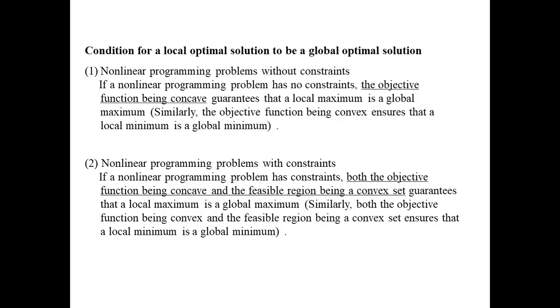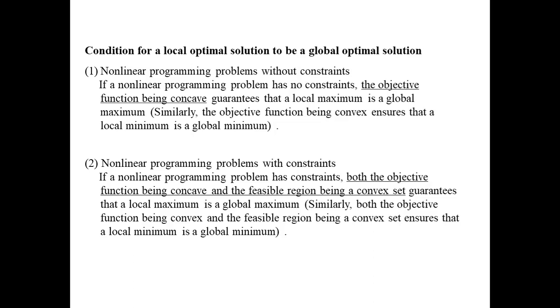The reason why we are talking about convex sets and convex functions is to guarantee that a local minimum is a global minimum, and the same is true for local and global maximum points. The condition for a local optimal solution to be a global optimal solution in a nonlinear programming problem without constraints is that if the problem has no constraints, then the objective function being concave guarantees that a local maximum is a global maximum. If it's convex, then a local minimum is a global minimum.